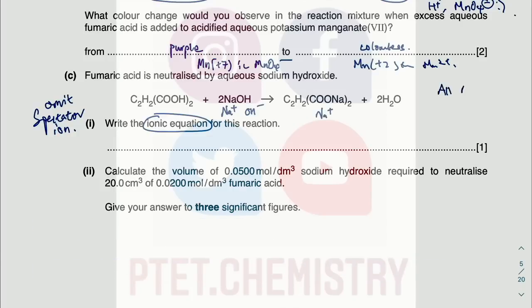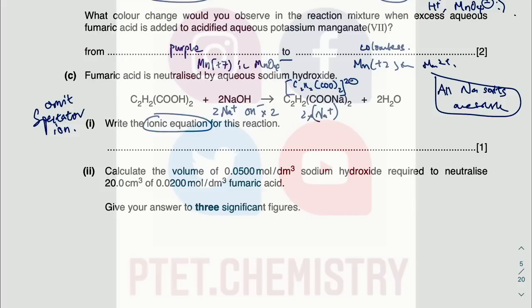So all sodium salts are soluble. That's how I know that it can dissociate to give me Na+ and OH-. It can dissociate to give me Na+ and C2H2(COO)2, and then there is going to be 2-. How do I get 2-? Because there's 2 Na. Okay, 2 times. There's also 2 times Na+ and 2 times OH-.